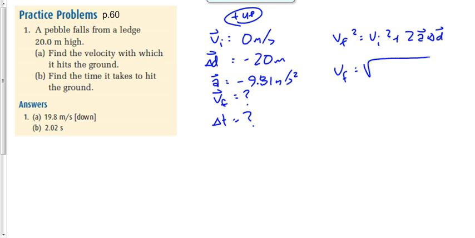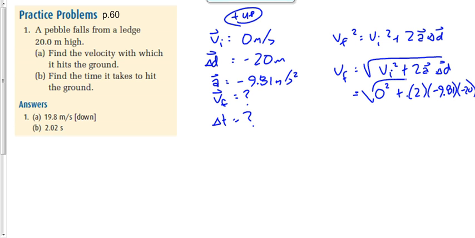So we're going to take the square root of VI squared plus 2AD. But VI, we could just make that disappear if we wanted, because it's 0. 0 squared plus 2 times negative 9.81 times the displacement of negative 20. I think when we do that, we end up getting 19.8 meters per second.